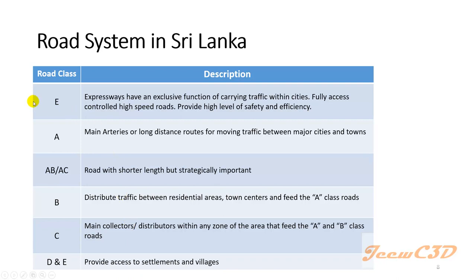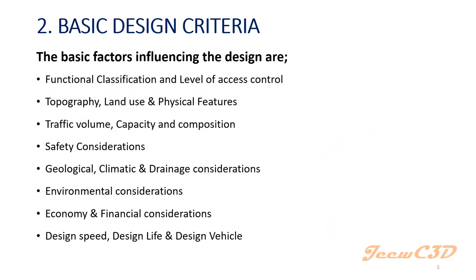So the accessibility will be increasing downwards, but mobility will decrease downwards. Going upwards, you will see mobility increases and the accessibility decreases. Then we will look at the basic design criteria. What is the design criteria we have to adopt when we are designing a road? There are several criteria we have to adopt. I have listed out some of these. I will explain this one by one here.